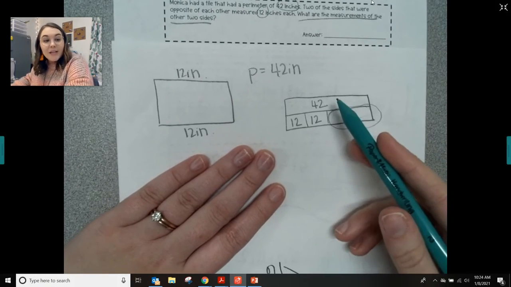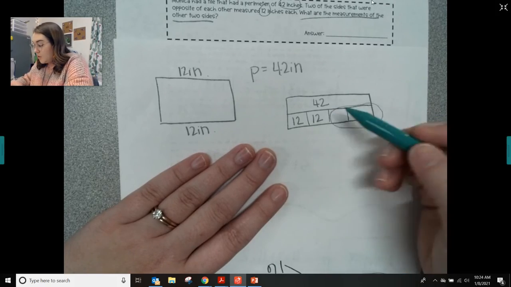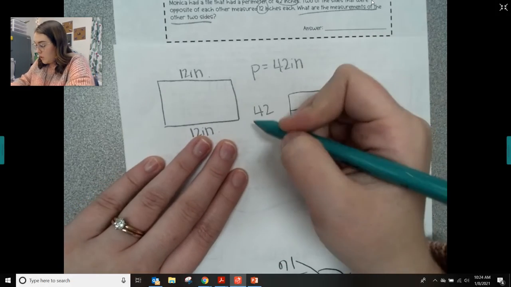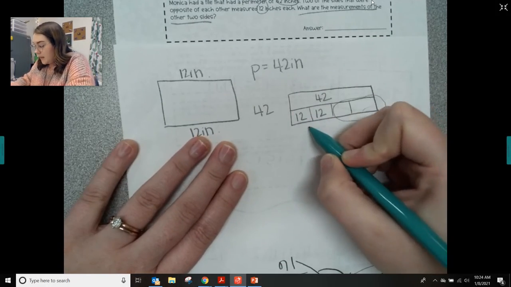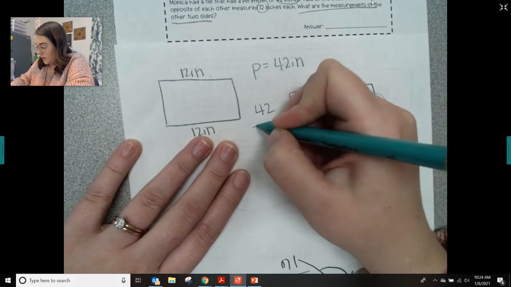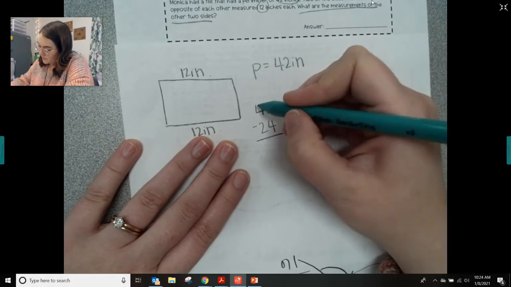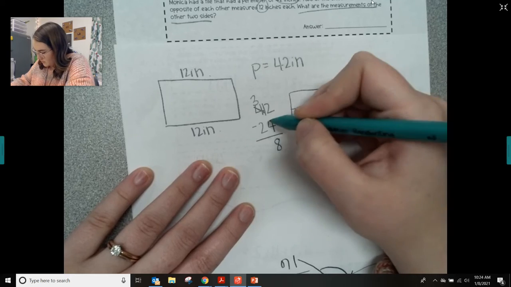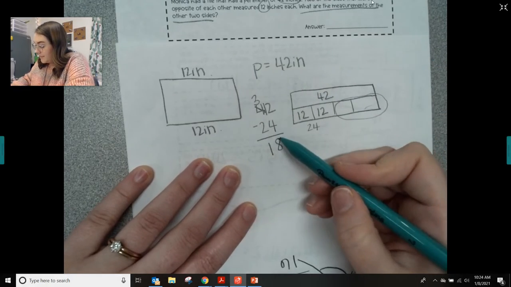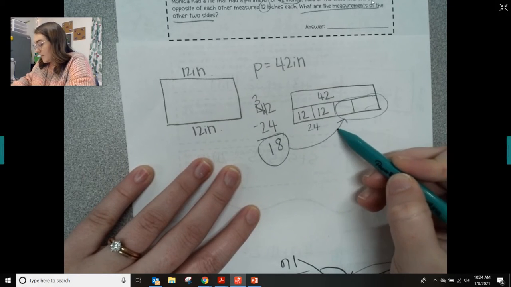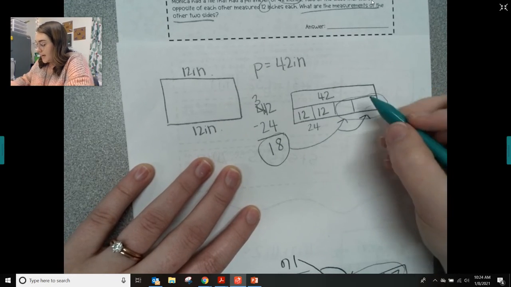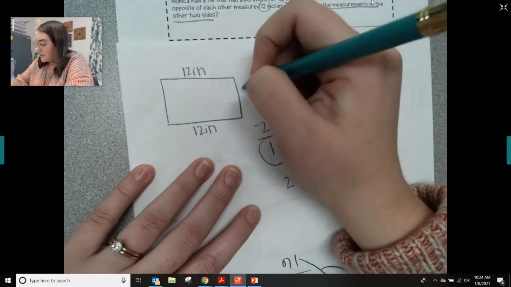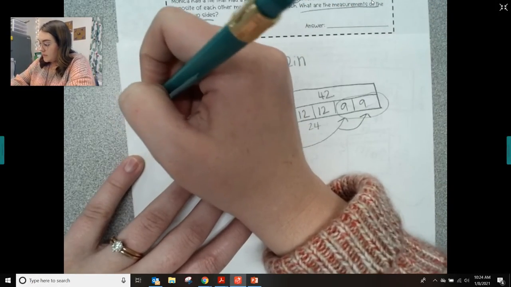So this, again, is subtraction. So we know that we have 42 as our whole, and we're going to subtract both 12 and 12 from it. So I'm going to just add these together, and those both are 24. So if I subtract 24 from that, I'm going to get 18. So now I'm going to take this 18, and I've got 2 boxes I've got to fill, which are my sides. And I know that if I divide 18 divided by 2, I get 9. And that tells me that 9 inches go on both of these sides.